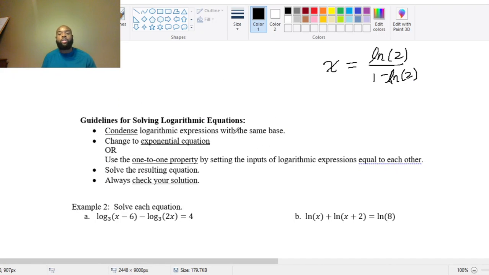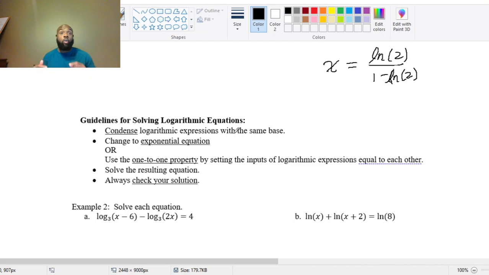One of the things that we want to do is condense the logarithms that have the same base on each side of our equation. Just condense it all the way down. Sometimes they're written in expanded form, so get it in condensed form. And then there are two methods that we can use to solve these logarithmic equations. We can either change it to exponential form to have an exponential equation, or we can use the one-to-one property.